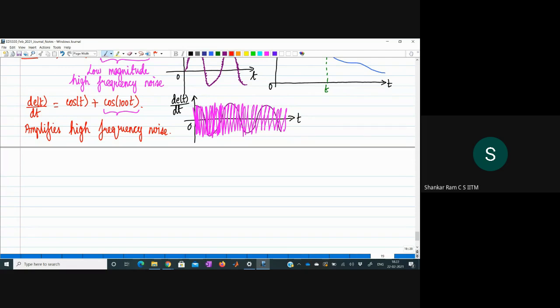Okay, so this is the third block. This is the derivative block. All right, so any questions?